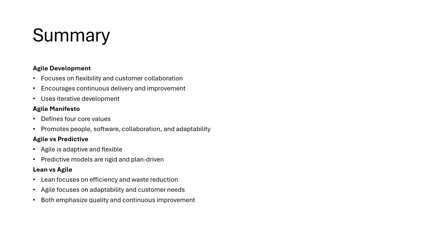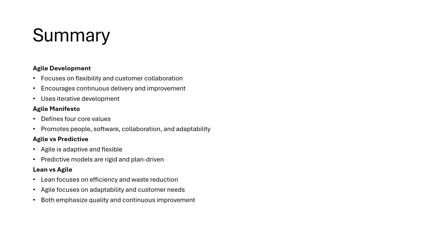So this is the summary of the lecture. Agile development focuses on flexibility and collaboration, encourages continuous delivery and improvement, and uses iterative development. जबकि Agile का जो manifesto है वो 4 principles थे जो हमने detail में पढ़े. Promotes communication, working software, collaboration and adaptability. फिर Agile और Predictive का comparison हमने किया. Agile is more adaptive and flexible, जबकि Predictive models are rigid, they are plan driven. Everything is planned before it is performed.